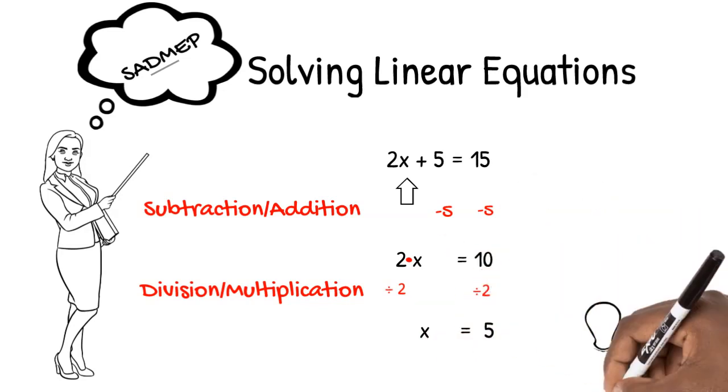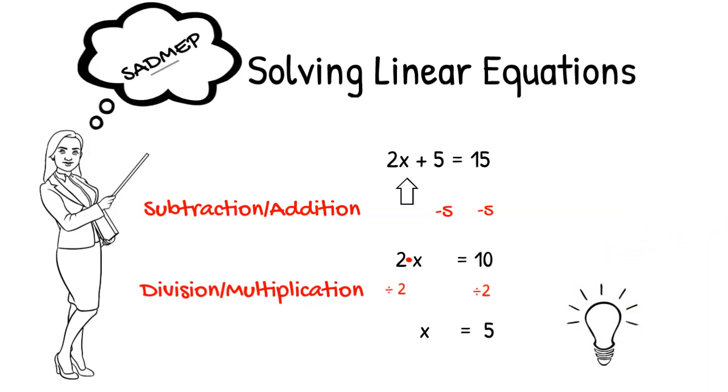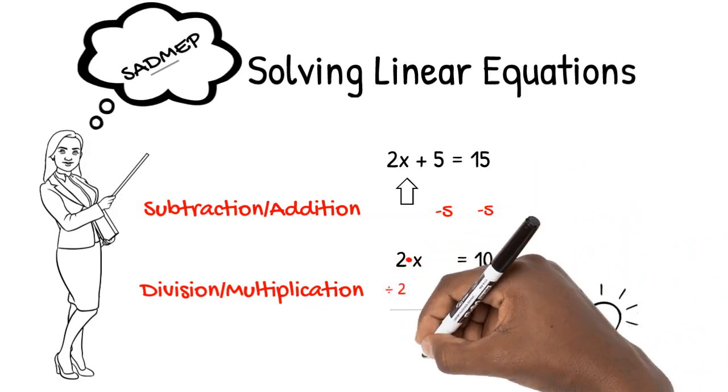Now that x is alone on one side of the equation, we know that 5 is the value that can take the place of x in order to make our equation true.